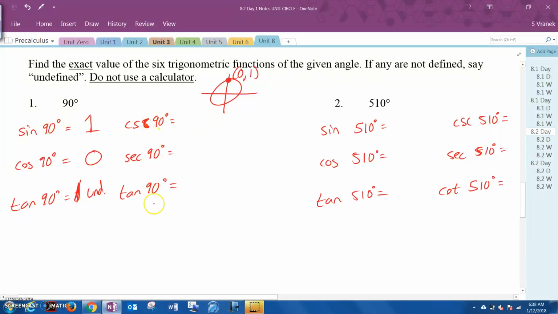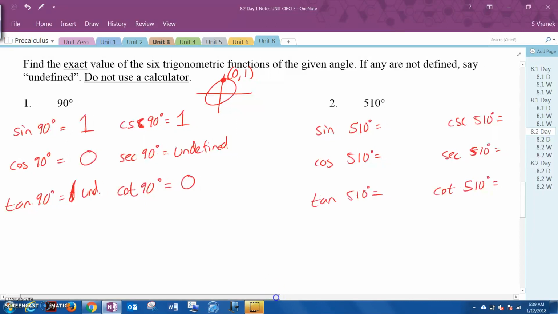Cosecant, I wrote this a certain way because they're next to each other. If you flip a 1, you get a 1. If you flip a 0, we talked about that, the secant would be undefined. You can't flip a 0. And then if you flip an undefined, you're back to 0. And actually, I wrote this wrong. This should just be cotangent. You get 0 for cotangent of 90. So you should have 1, 0, undefined, 1, undefined, and then 0.